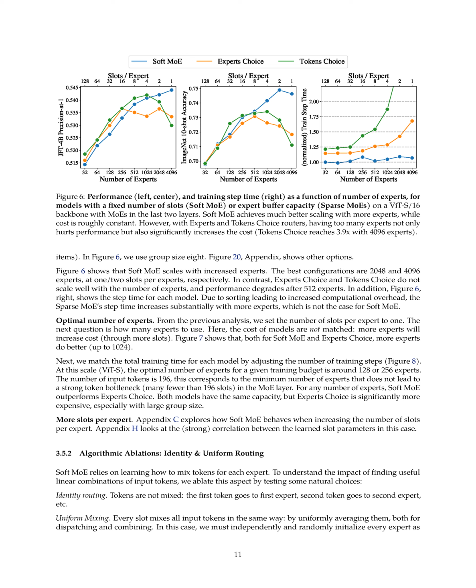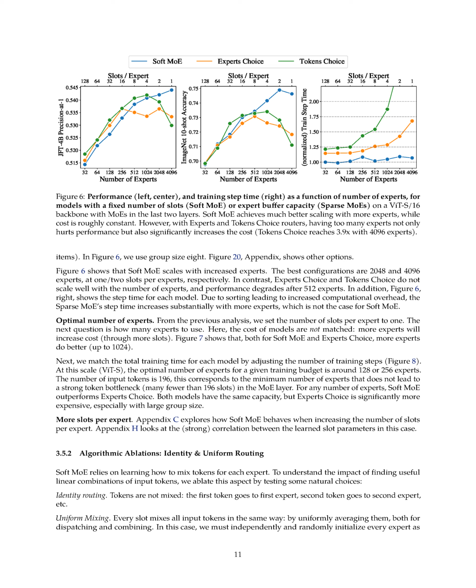Section Summary. When using Soft MoE, the number of experts and slots per expert must be determined. The total number of slots affects the computational workload in the MoE layer, with more slots requiring more FLOPs. Soft MoE performs well with increased experts, while Experts Choice and Tokens Choice do not scale well and experience degraded performance after a certain number of experts. Additionally, Soft MoE outperforms Experts Choice in terms of cost and capacity.